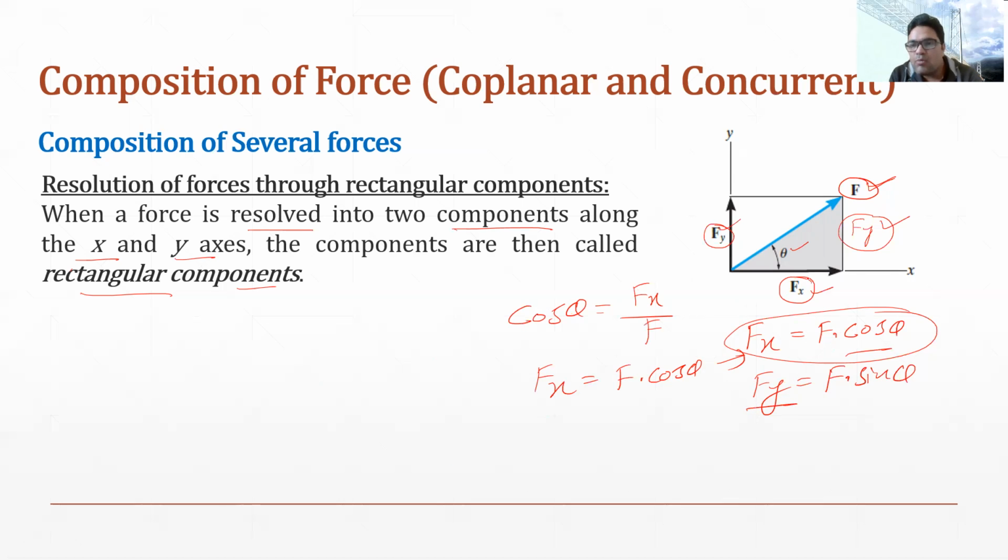Finding the components of the force in this manner, they are called rectangular components. So if there are n number of forces acting on a point, in that case we can convert all the inclined forces into horizontal and vertical components, and then we can find out their algebraic sum. We will see the same in the next slide also.